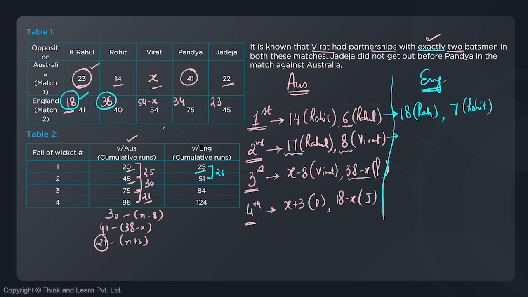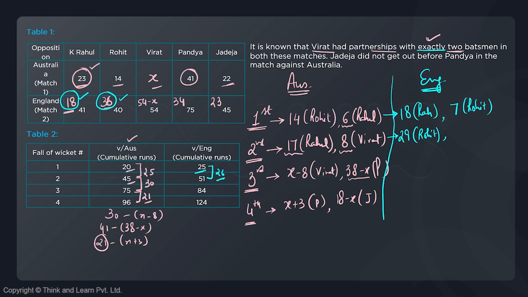So if Rohit gets out now, the total number of runs made by Rohit is 36, out of which he has made 7 in the first partnership. So 36 minus 7 is equal to 29. The remaining 29 runs must have been made by Rohit in this second partnership. Now, the total partnership is of 26 runs, and he has made 29. This shows that we have made some mistake somewhere.